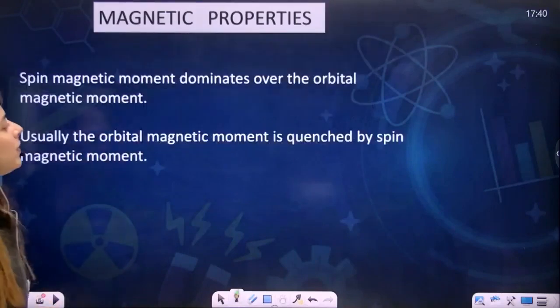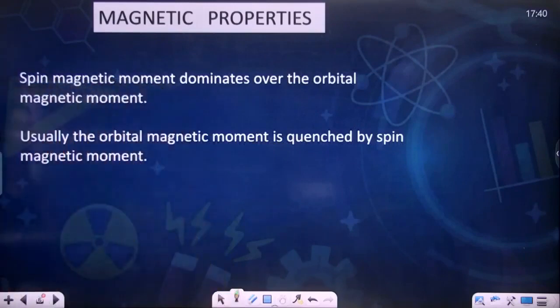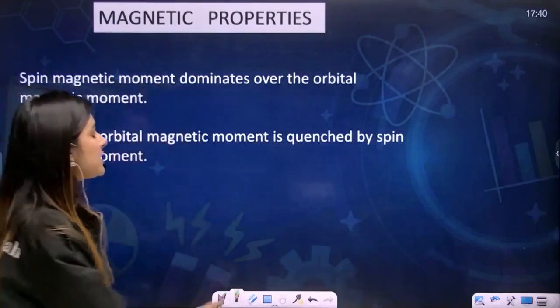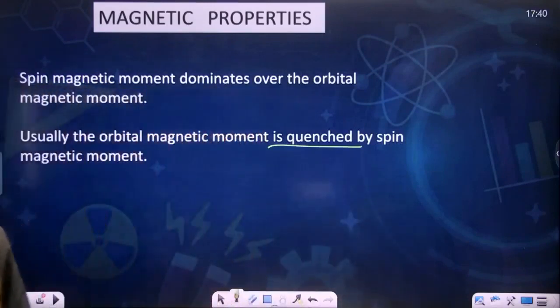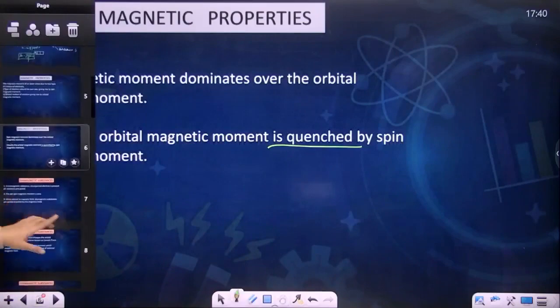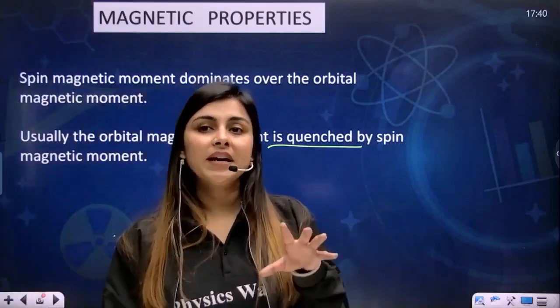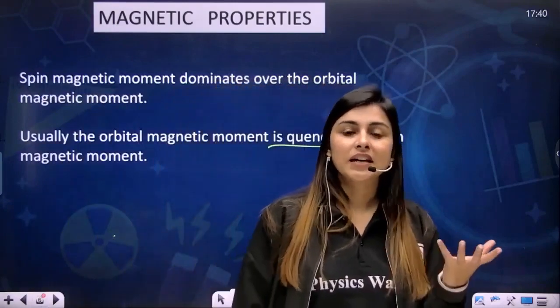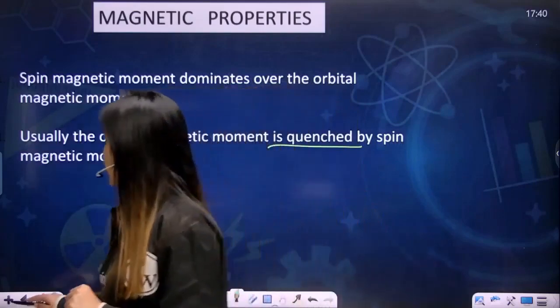Next. Spin magnetic moment actually dominates over the orbital magnetic moment. Usually the orbital magnetic moment is quenched. This is the word that you see in most of the books. Quenched. This means that your spin magnetic moment is dominating over the orbital magnetic moment. Okay. Perfect. I hope you've written it. Now, my dear students, based on the spin magnetic moment, elements can be classified in different types of magnetic properties. Now, we will be discussing one by one each.